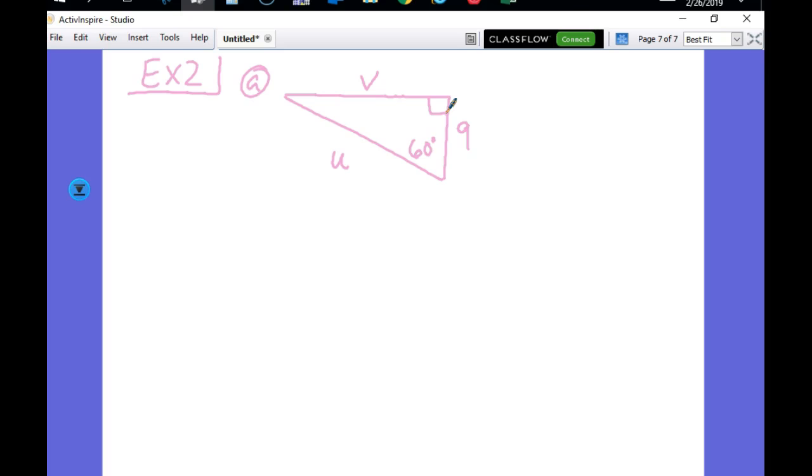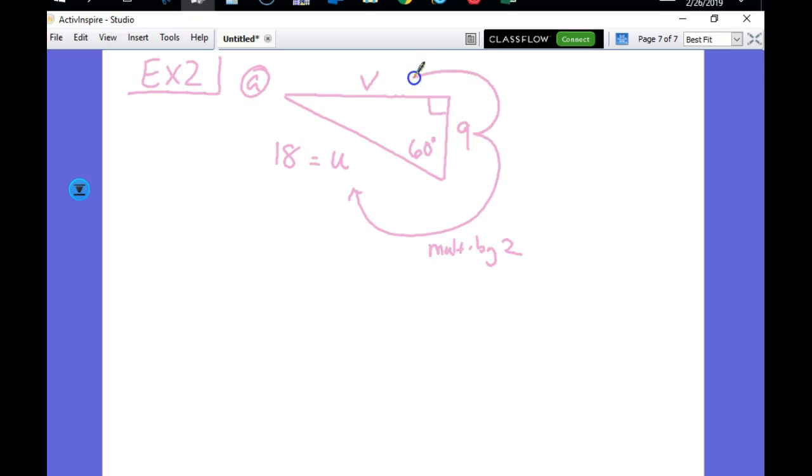What kind of triangle we're looking at? 30, 60, 90. Question 2, what side did they give me? Long, short, or hypotenuse? Short. So now when you got a short leg, how do you get to the hypotenuse? You multiply by 2. So what would that be? 18. Right?